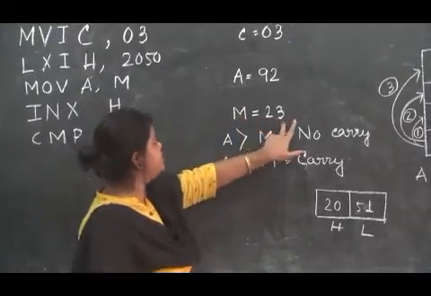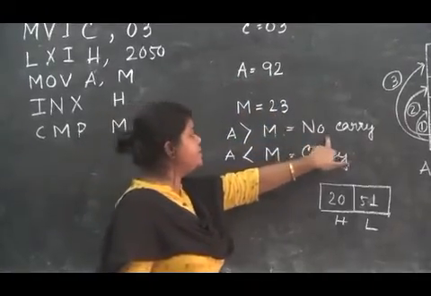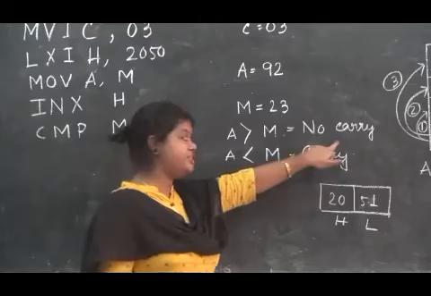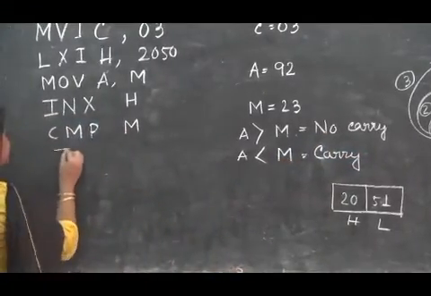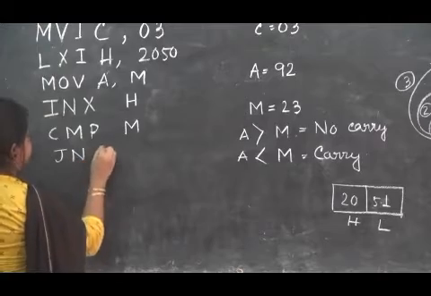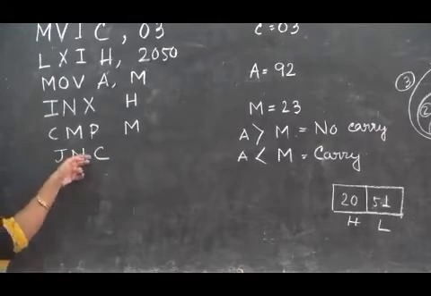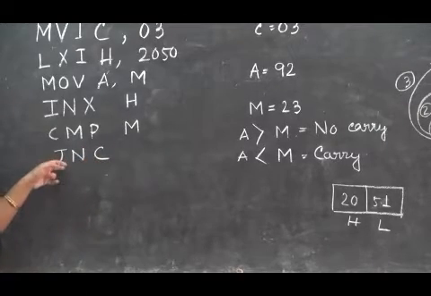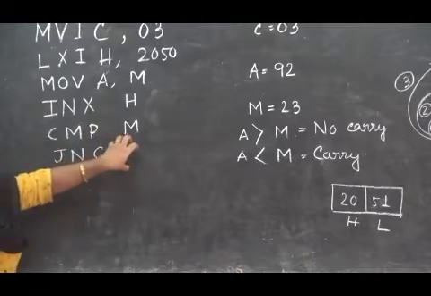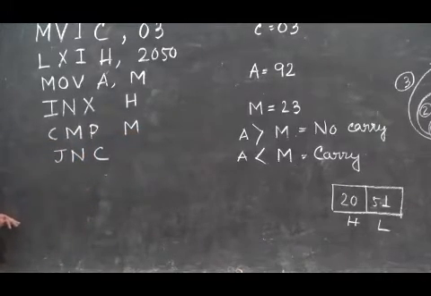In this condition, we can see the value of A is greater than M, so there will be no carry. In the first condition, there will be no carry. So we use the instruction JNC. The full form of JNC is jump if not carry. This means that after executing the instruction, the microprocessor will jump to some location.